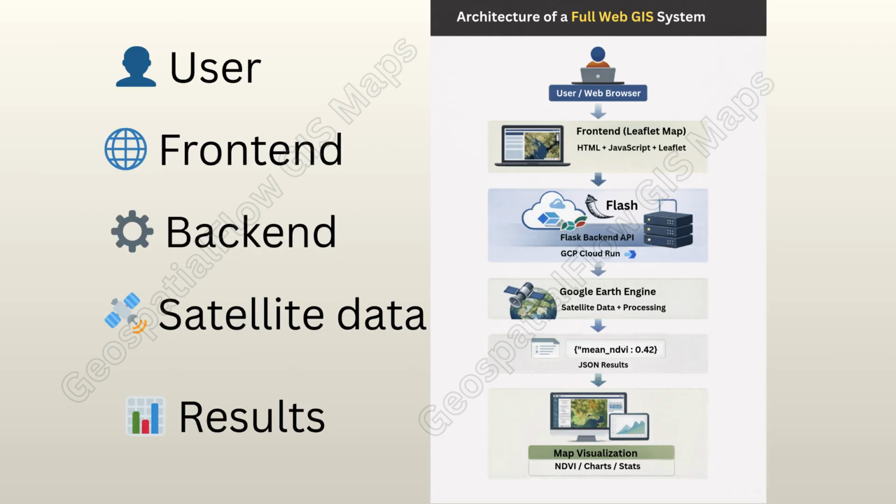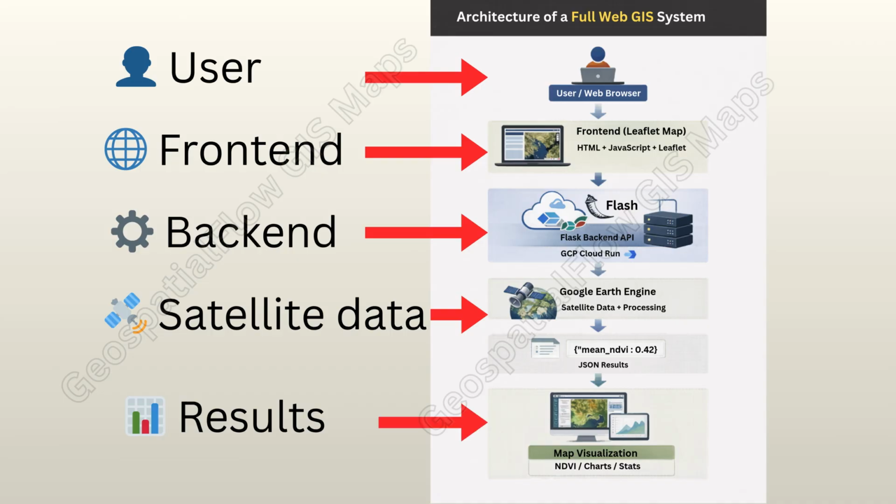A typical WebGIS consists of multiple layers. The user interacts with the application through a web browser. The front-end interface built using HTML and JavaScript sends requests to the backend API. The backend then communicates with Google Earth Engine to process satellite imagery and returns the results to the front-end for display.